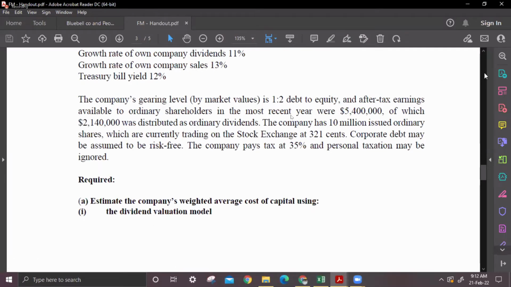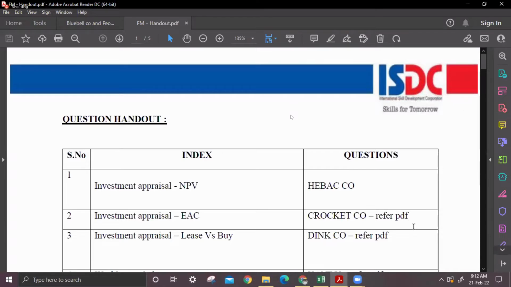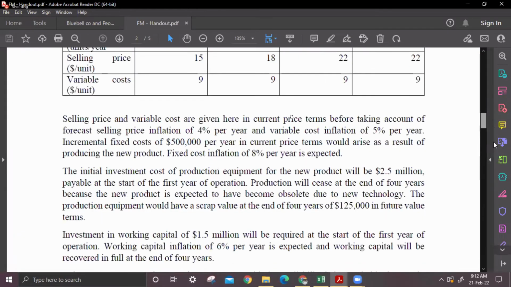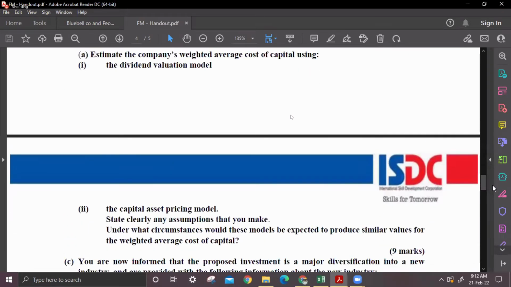So we've not done a question on WACC. So that's the reason I chose this question. They're asking you to calculate your weighted average cost of capital, using the dividend valuation model and your capital asset pricing model. You very well know what is the difference between the dividend valuation model and the capital asset pricing model. What is the main difference between the two models? Quickly tell me in the chat box.